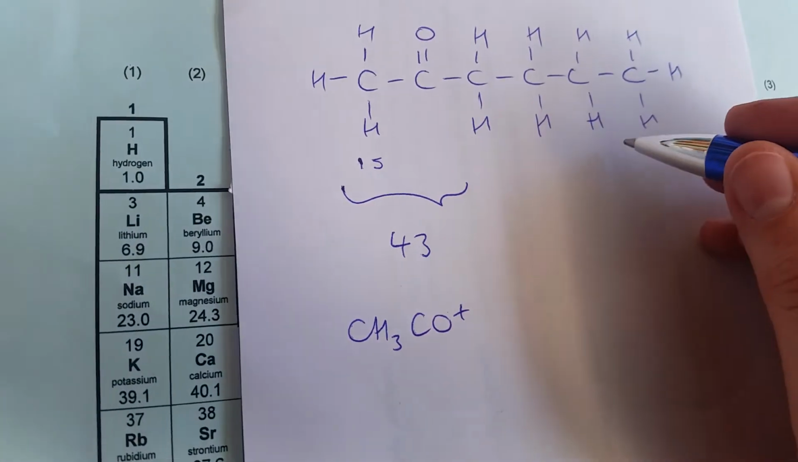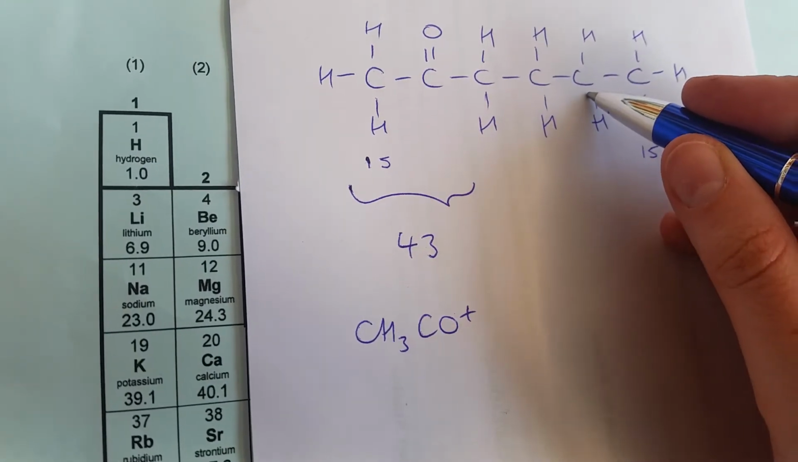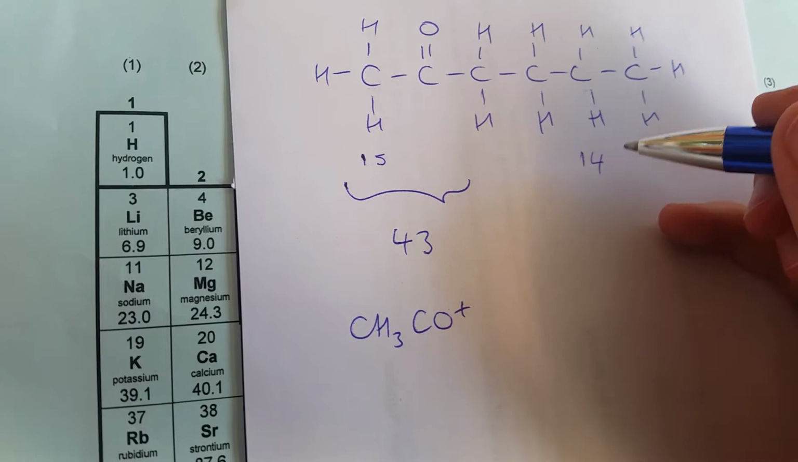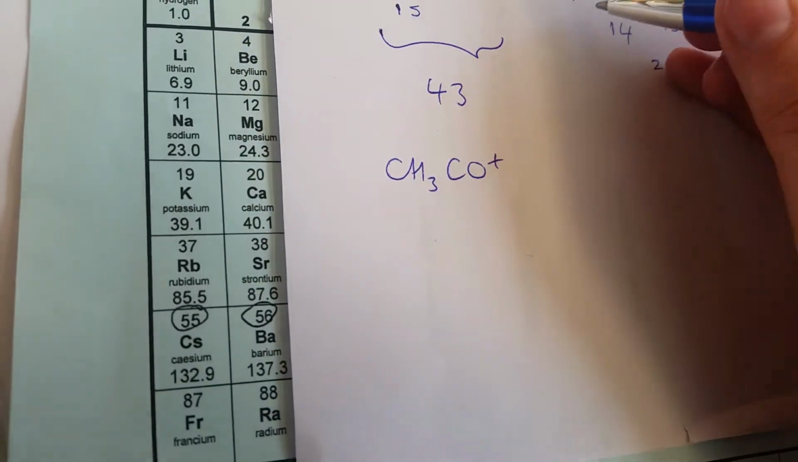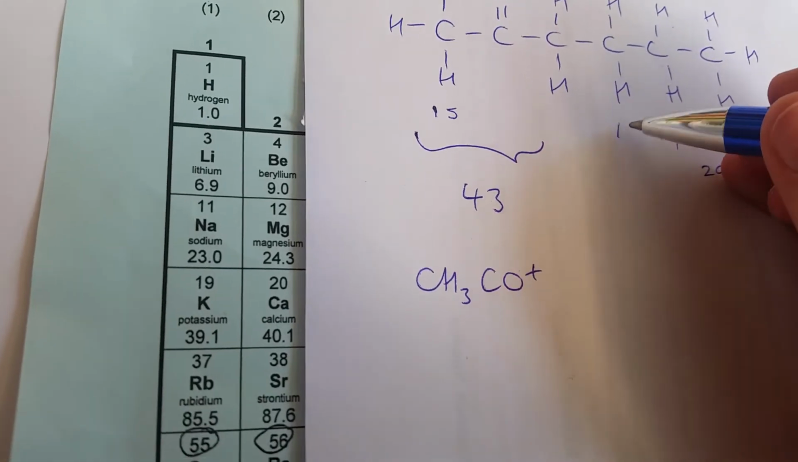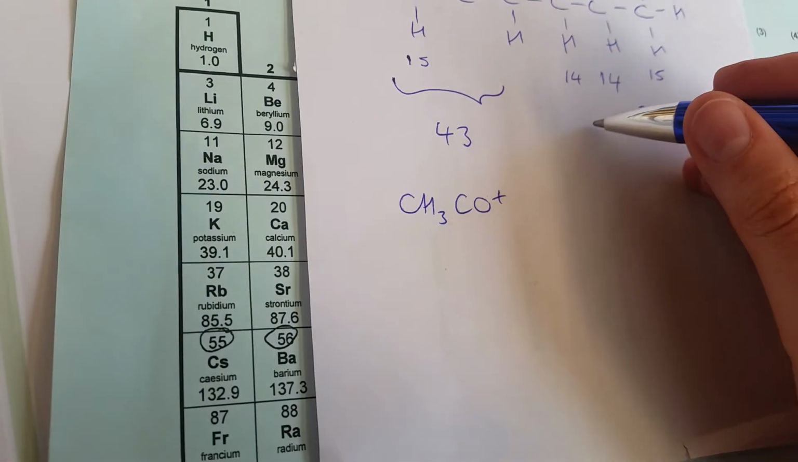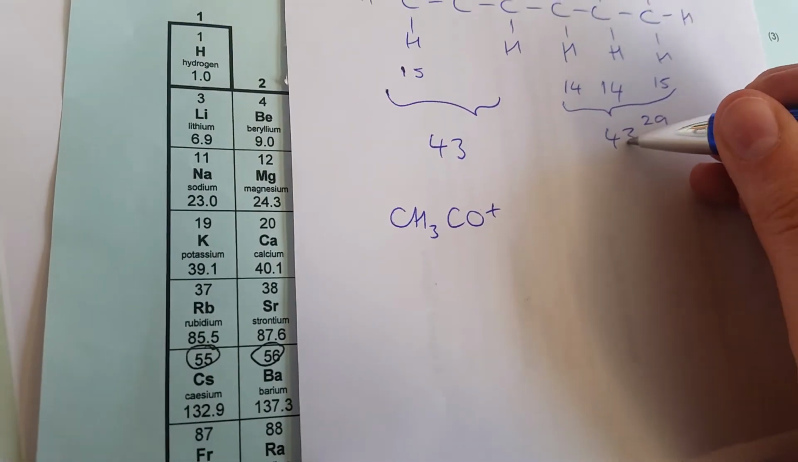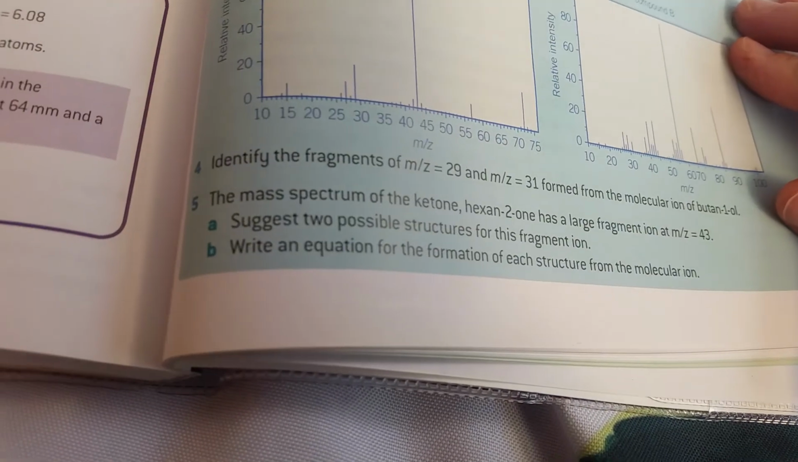So let's try the other side. So here we've got 15 for the CH3, plus 12, 13, 14, so 15 plus 14, that's 29. Plus another 14 from the CH2. What does that give us? 29 plus 14, 43. So the other fragment ion is CH3CH2CH2+. So that is the answer to 5A.